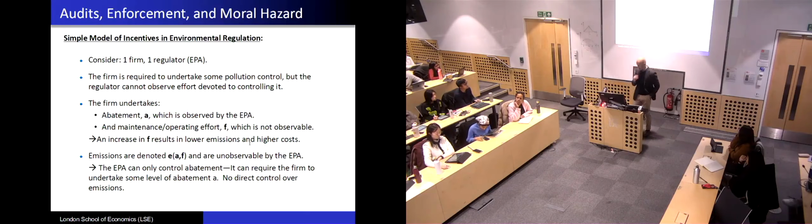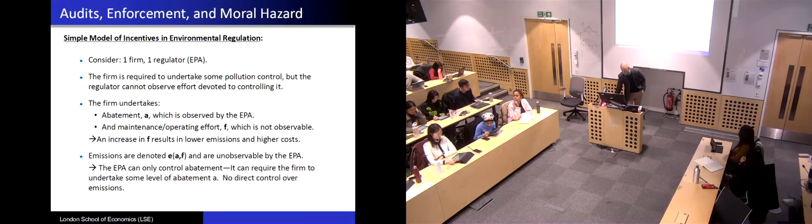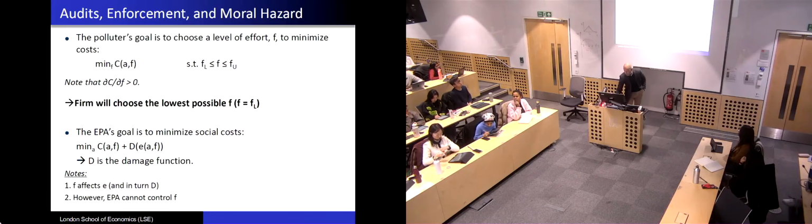Emission is denoted in the following way. So E, emission, depends on two things: one is the abatement technology, but also the effort. But these are unobserved by the EPA, the full amount, because we just don't know what F is. The EPA can only control abatement. It can require the firm to undertake some level of abatement A, but has no direct control over overall emission, because again, it depends on F as well.